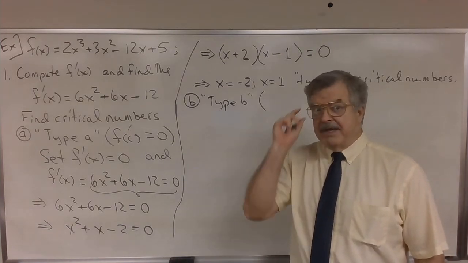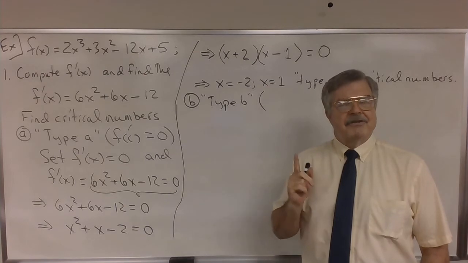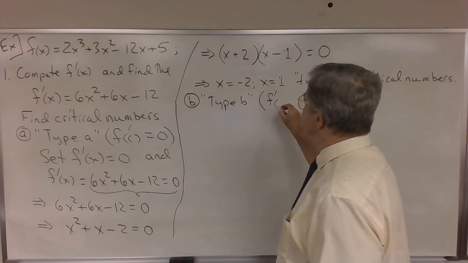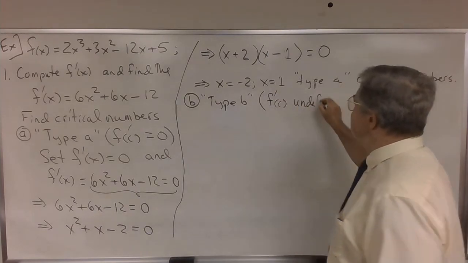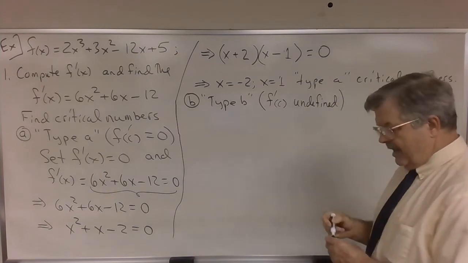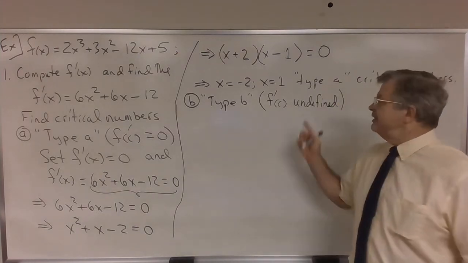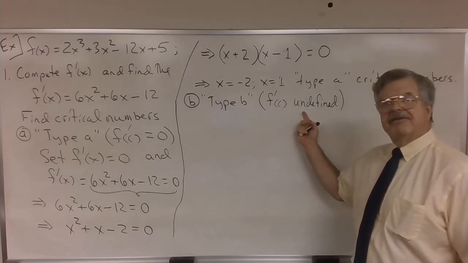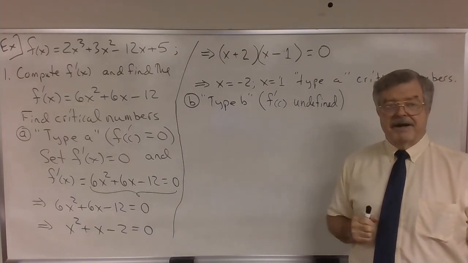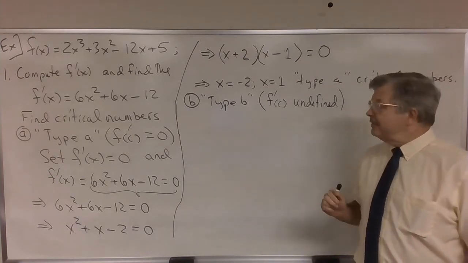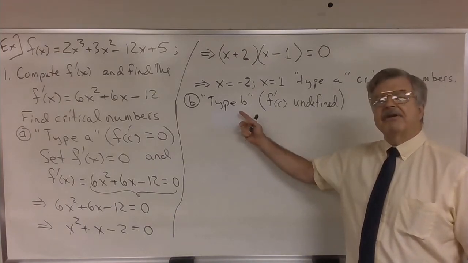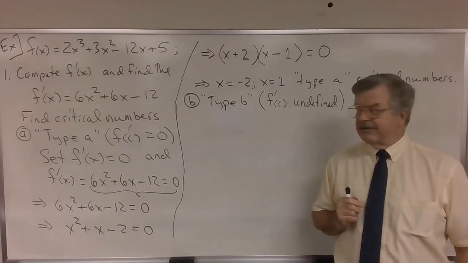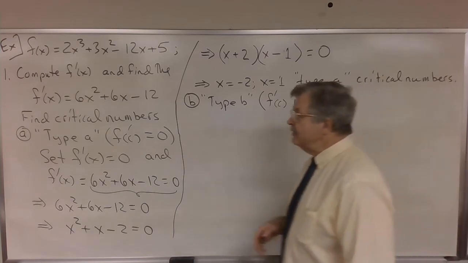A type B critical number, that's where the derivative is undefined, right? So we're looking for values of x such that the derivative is undefined. And usually when an expression is undefined in mathematics, not always, but usually, it's because we've divided by 0. And most of the time when we're looking for a type B critical number, we're looking for an x value that causes division by 0. So let's take a close look at our derivative.